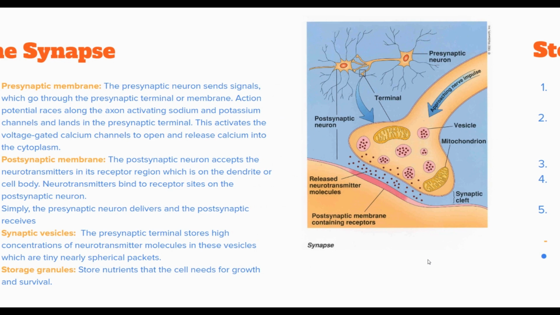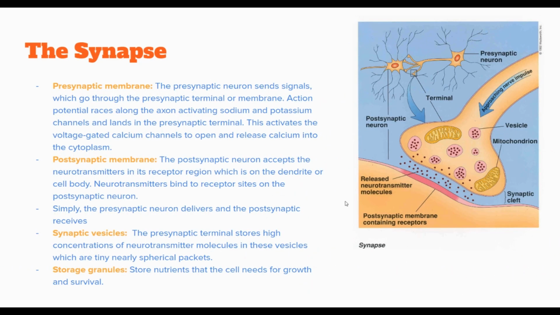Postsynaptic membrane. So we're looking right here. This works in a way that the postsynaptic neuron accepts the neurotransmitters in its receptor region, which is on the dendrite or the cell body. Neurotransmitters bind to the receptor sites on the postsynaptic neuron. Simply, the presynaptic neuron delivers and the postsynaptic neuron receives.